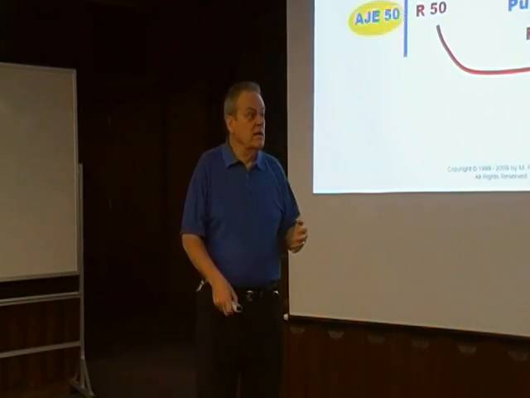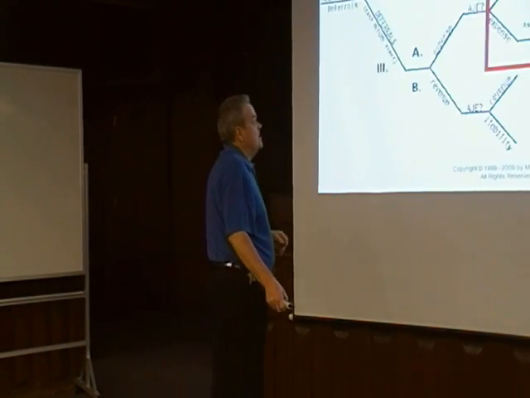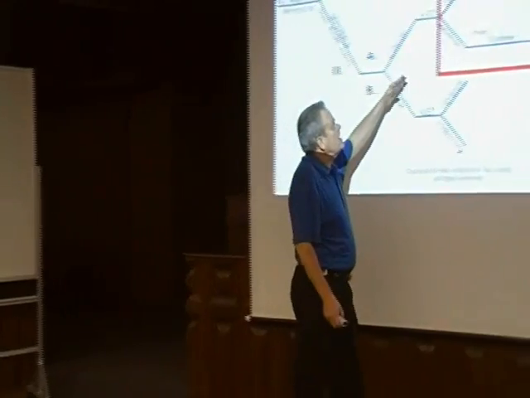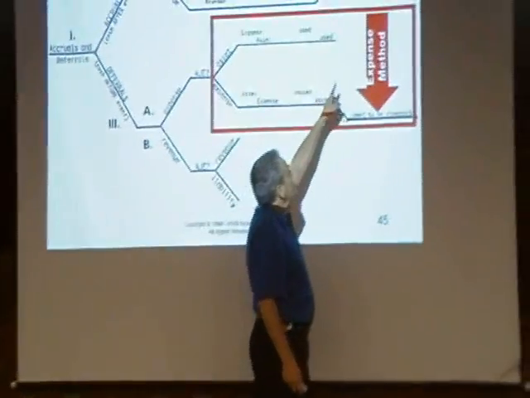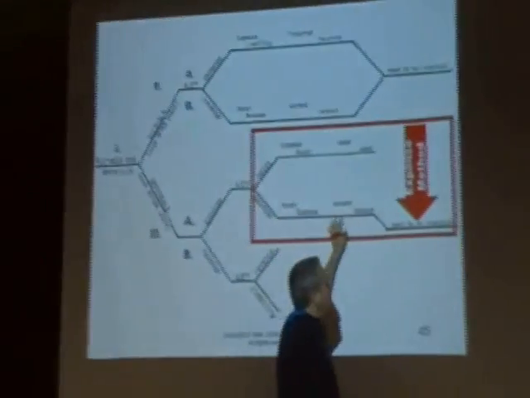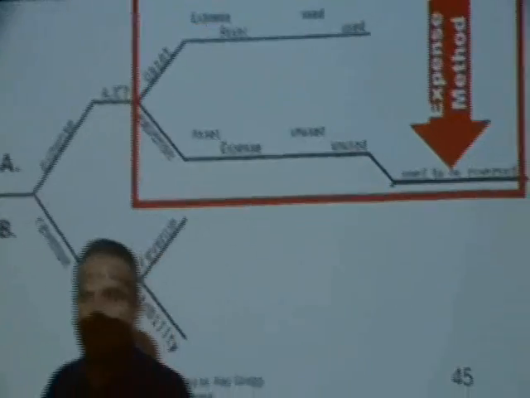And we can proceed. The decision tree says that the asset method does not need to be reversed, but the expense method needs to be reversed.